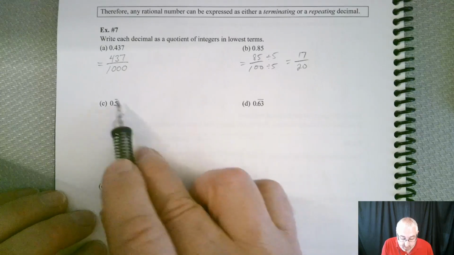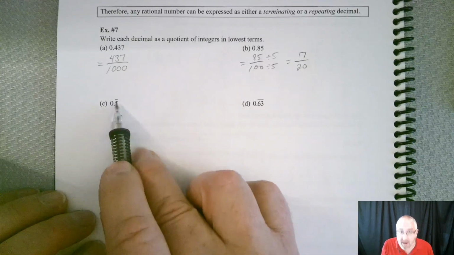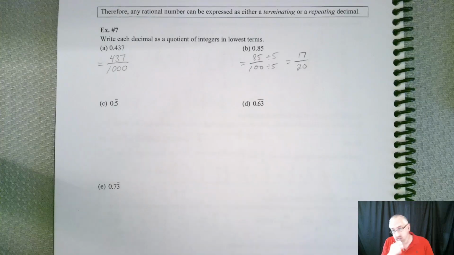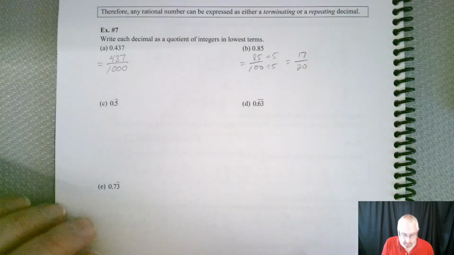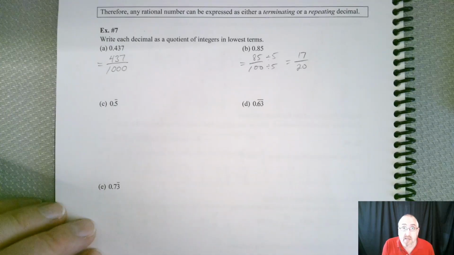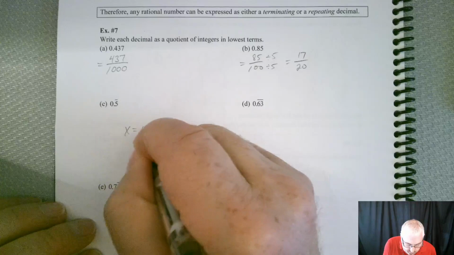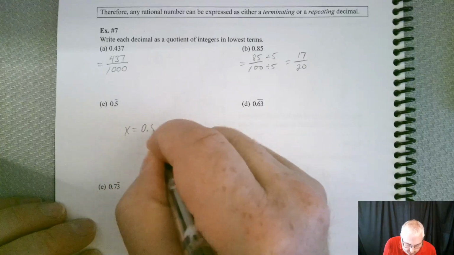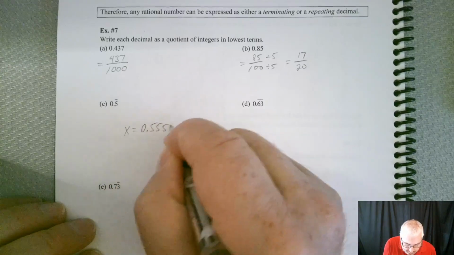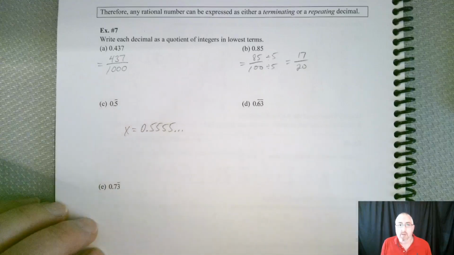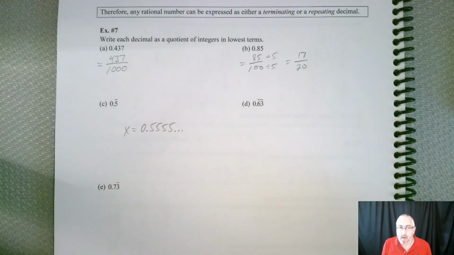All right, so now the first thing we notice is that we got 0.5 repeating. So that 5 is just going to keep going on forever and ever and ever. Now, I'm going to set it equal to a letter. I'm going to set it equal to x. And I'm going to write out some of that pattern. So x is equal to that.